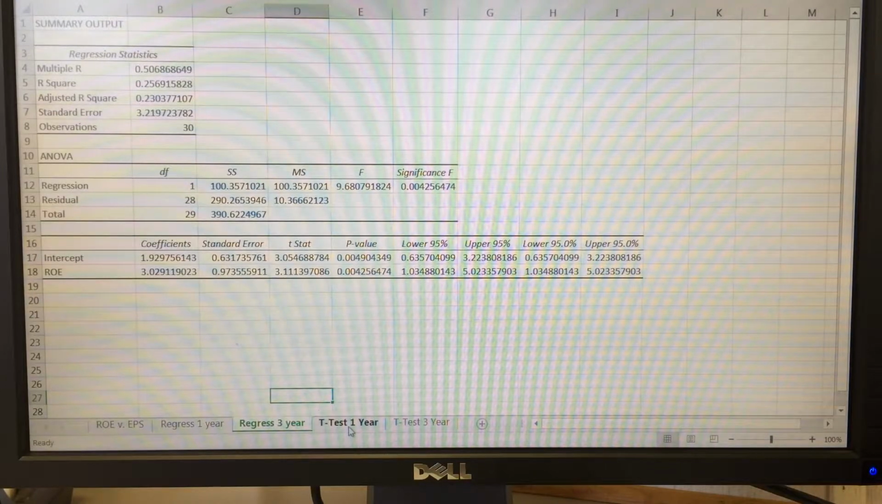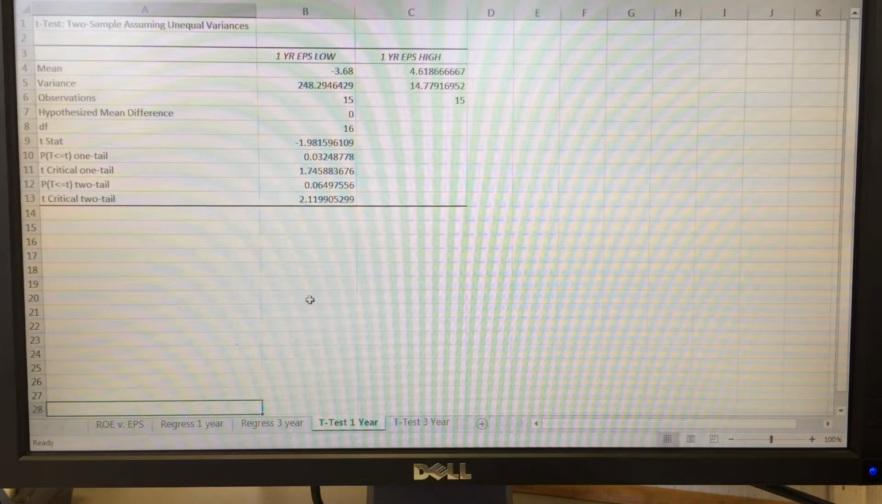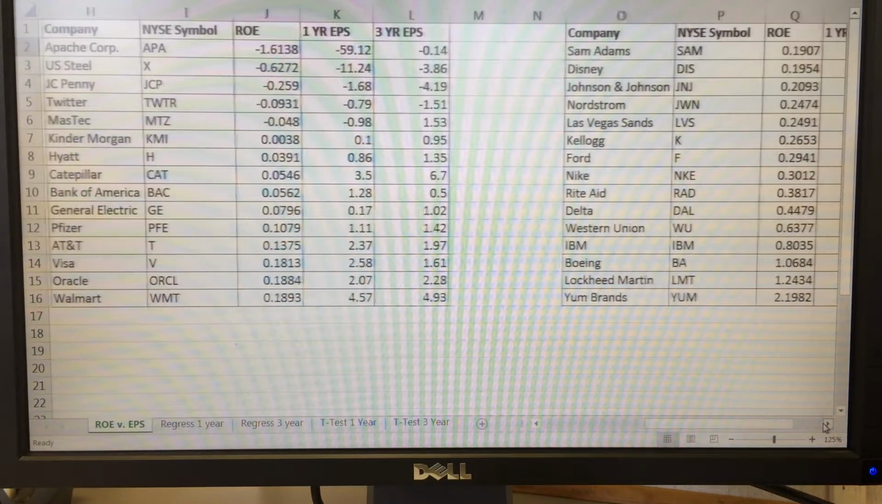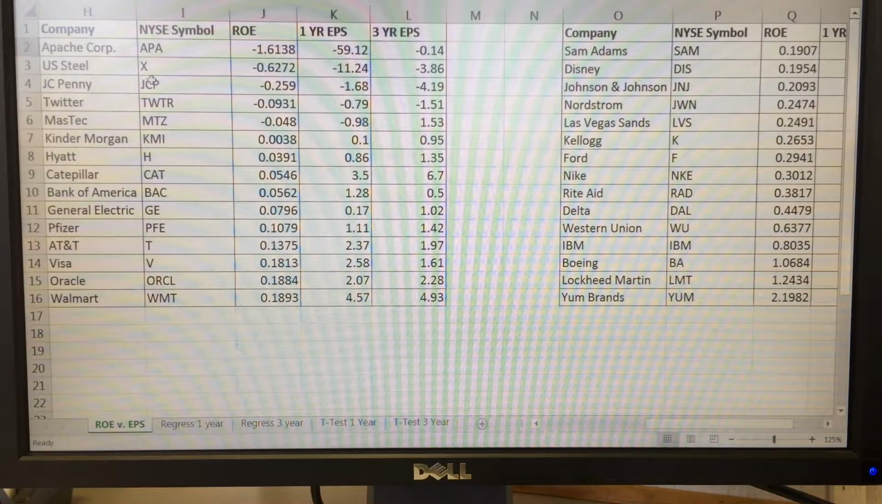So I went and did the t-test, and what I did was I pulled the t-test for the 1 year earnings per share. I took the 15 lowest, which we got over here: Apache, US Steel, Hyatt, Caterpillar. We got some ROEs in the negatives, so not doing a very good job with the investors' money. And actually, if you look over here, you can see the earnings per share are in the negatives as well. So I pulled the 15 lowest, and then I pulled the 15 highest.